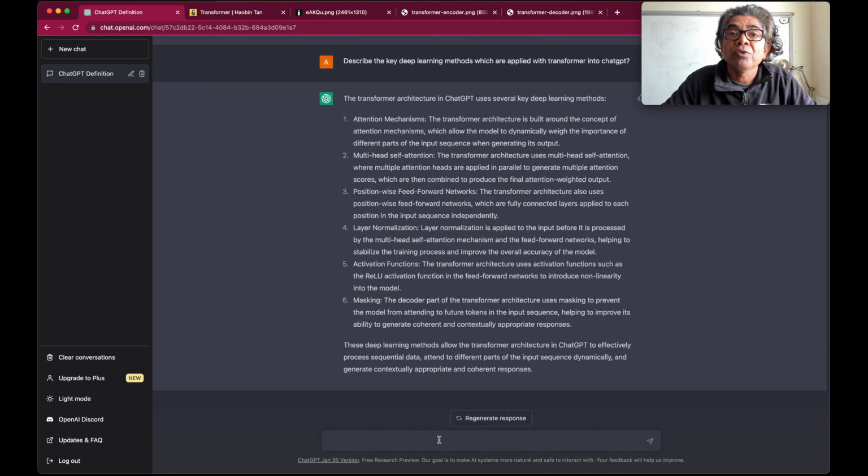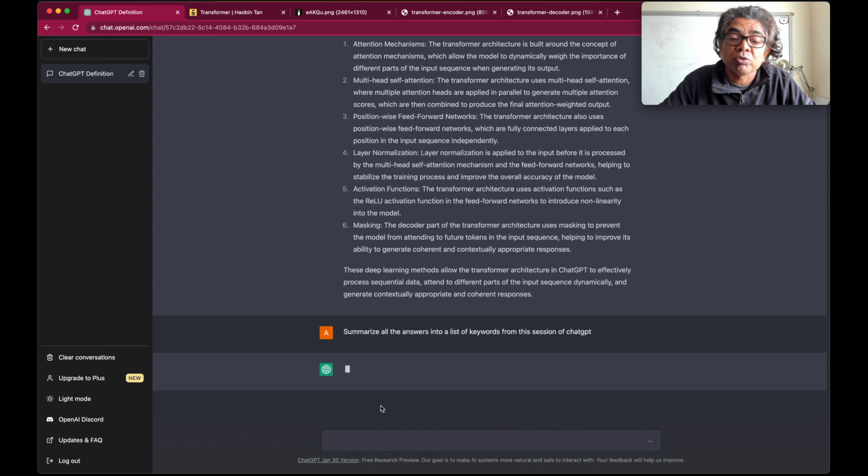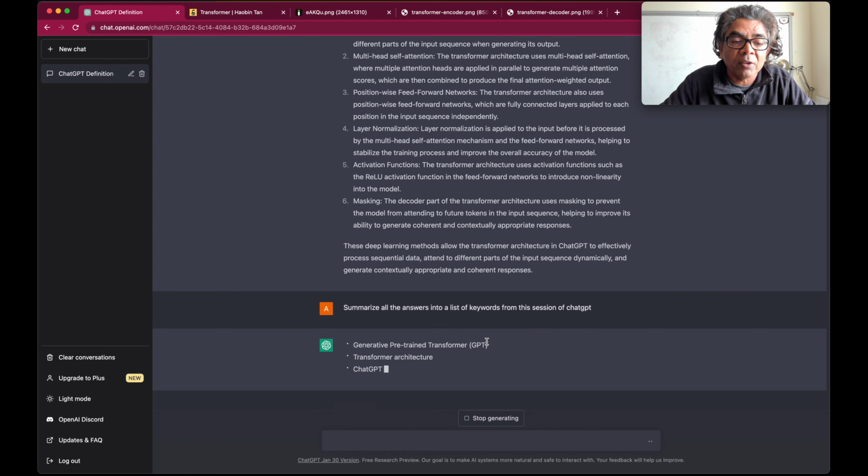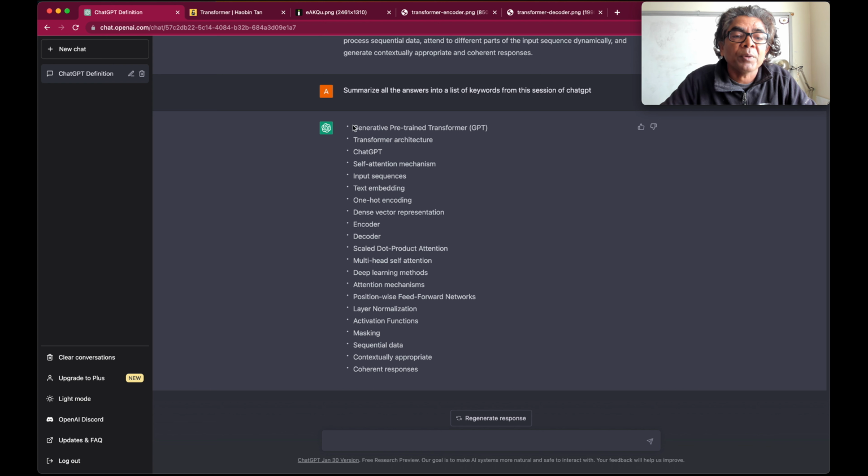Now, if you want to generate the keywords for all the answers we have collected in this session, we ask it to summarize all the answers into a list of keywords. So these are the top keywords which we have found based on all the questions we have asked ChatGPT related to large language models and the transformers.